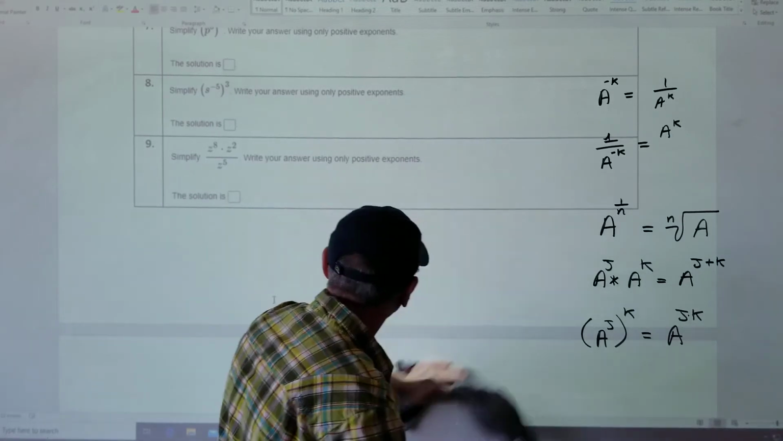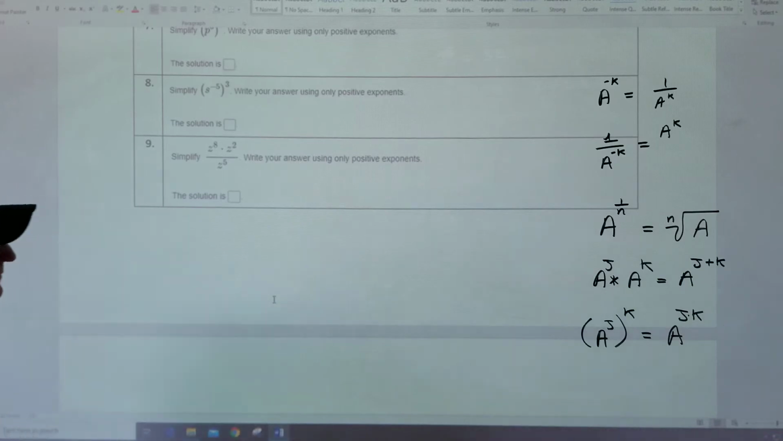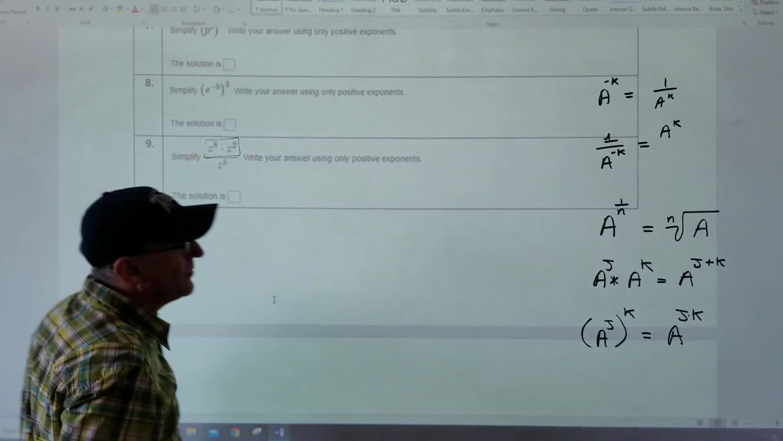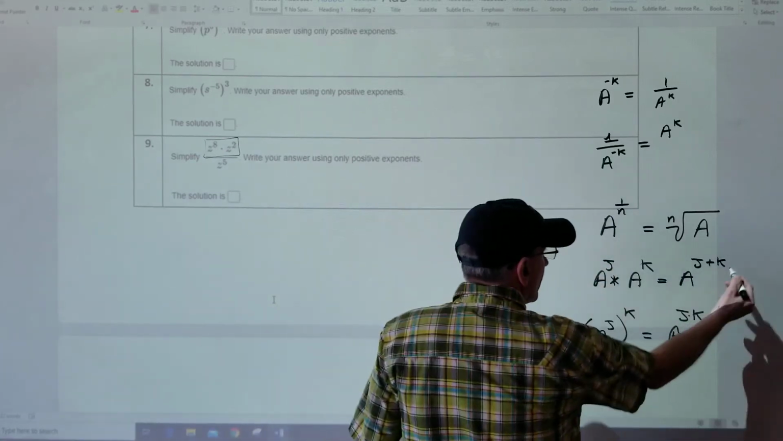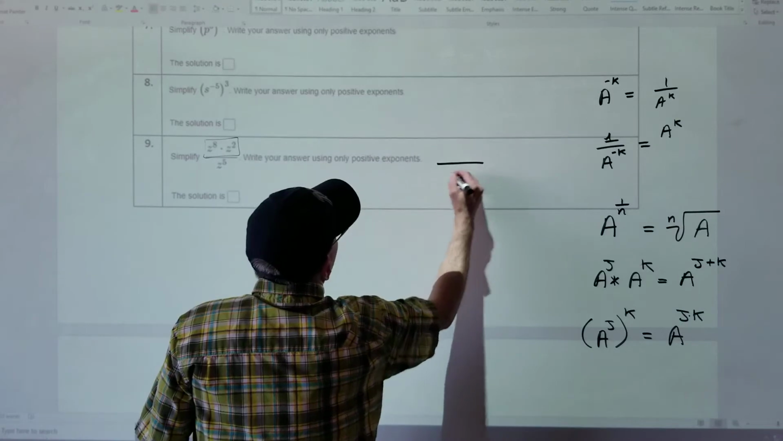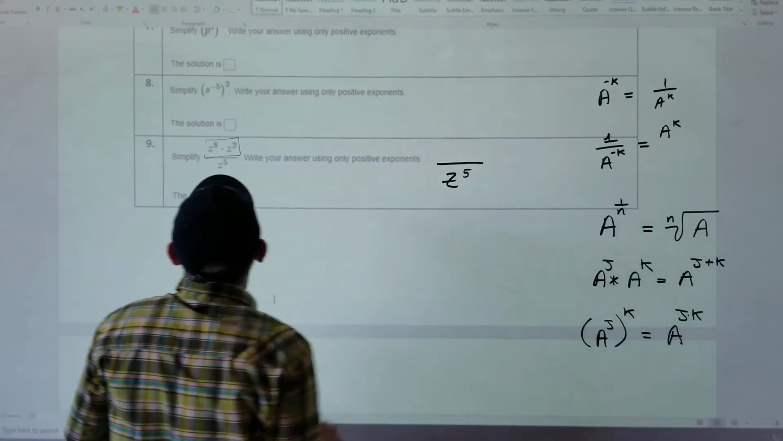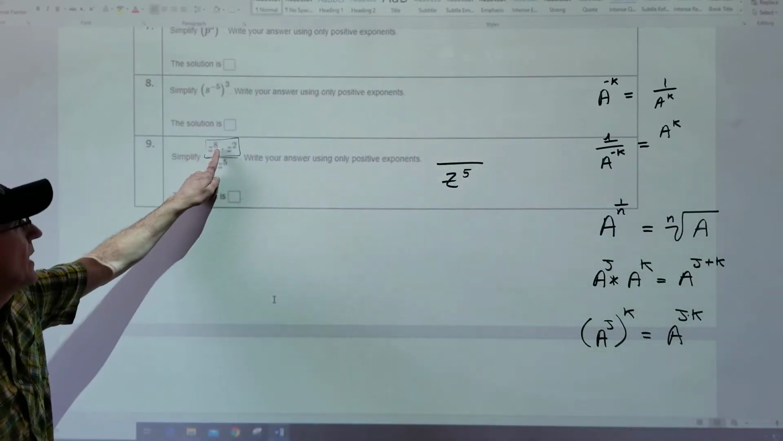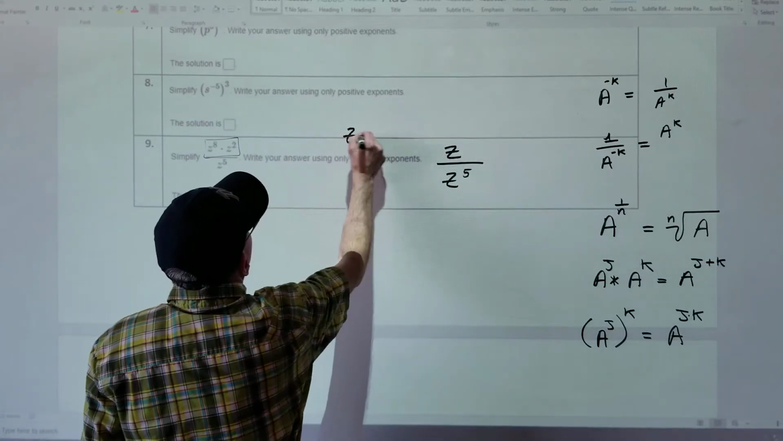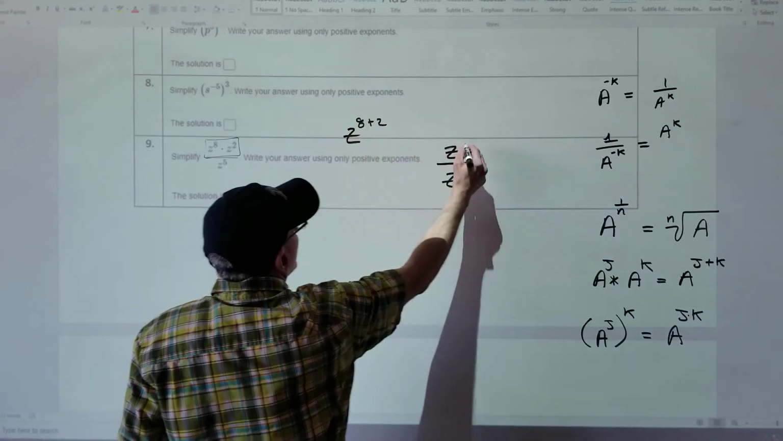Okay, we'll do that. Well, first of all, I know how to handle this. I can handle the numerator with this property right here. So what I'm going to do is keep z to the 5th on the bottom. And up here I'm just going to write z to the 8 plus 2 power. But z to the 8 plus 2 is z to the 10th.